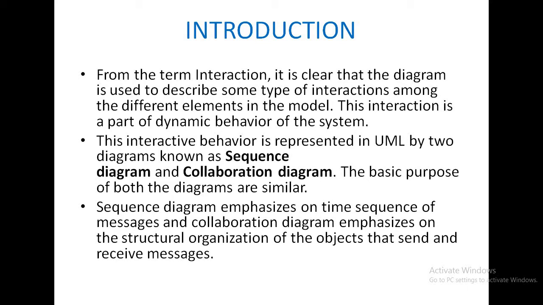This interactive behavior is represented in UML by two diagrams, that is sequence diagram and collaboration diagram. Interactive behavior can be represented with the help of sequence and collaboration diagrams. Or you can say that the interaction diagram can be divided into two types. The first one is known as sequence diagram and the second one is known as collaboration diagram.